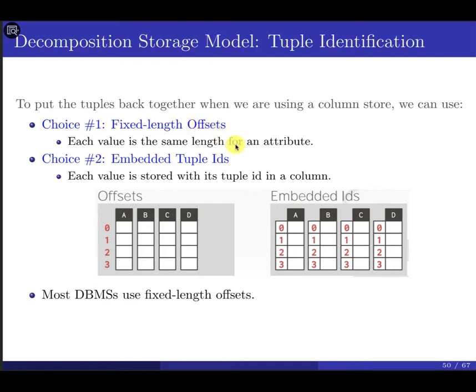The first one is called the fixed length offset. And the second way is called the embedded tuple ID. Let's start with the embedded one. No one does this one, by the way. So in this case, you're going to have what?